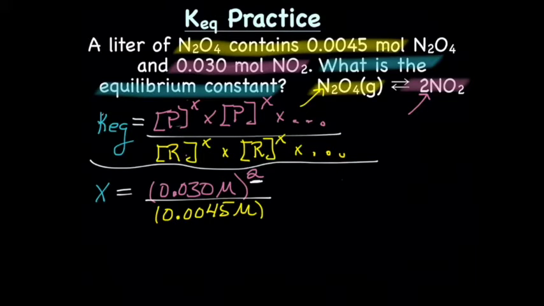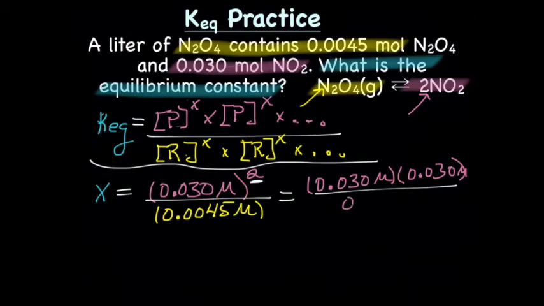Let's talk for a minute about what that squared means. Whatever power is there, it means multiply the number inside the parentheses by itself that many times, right? So the way we could really write this, instead of 0.030 molar squared, we're going to end up with 0.030 molar times 0.030 molar, divided by 0.0045 molar. Okay, and from there you stick it in your calculator.